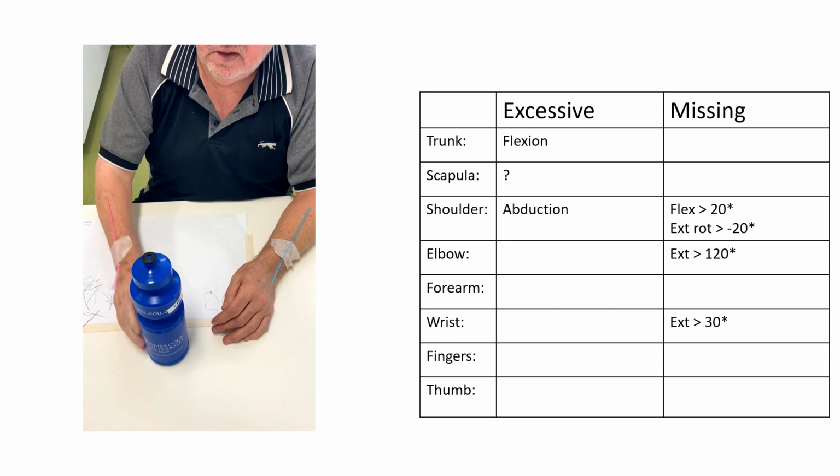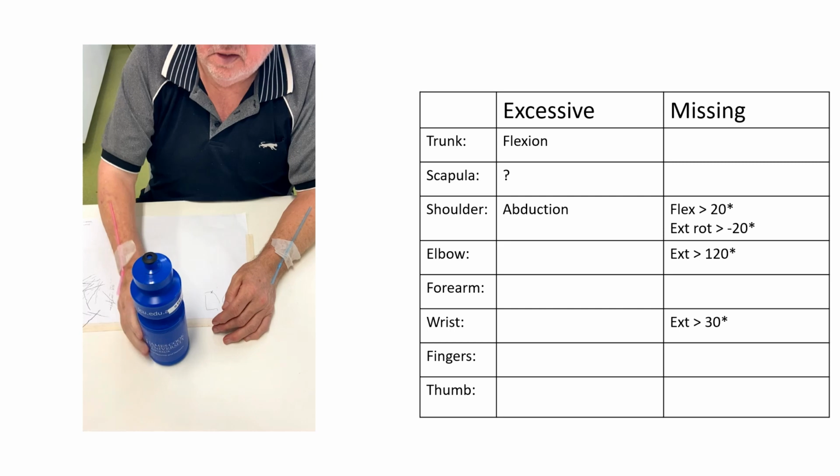What's weak or missing is shoulder flexion beyond 20 degrees and shoulder external rotation beyond -20 degrees. There's also less elbow extension. It gets to about 120 degrees instead of the 160 degrees we saw on the other side. And there's perhaps some end range wrist extension missing beyond 30 degrees.